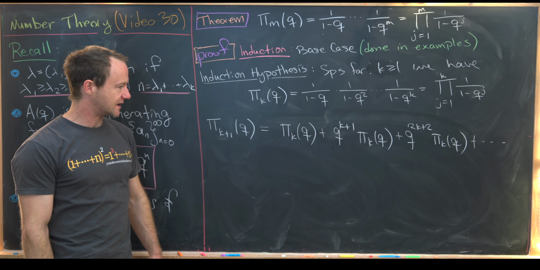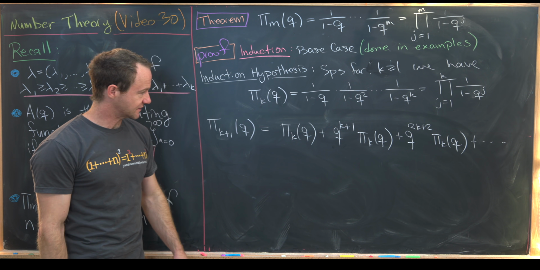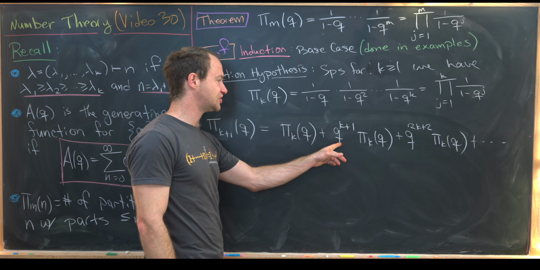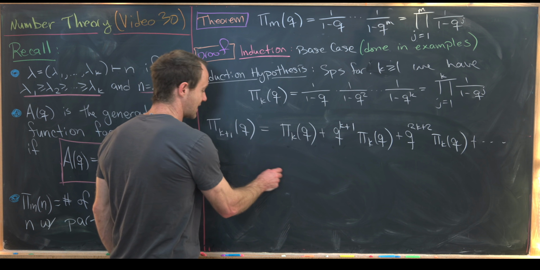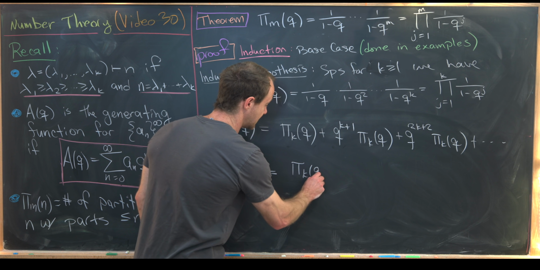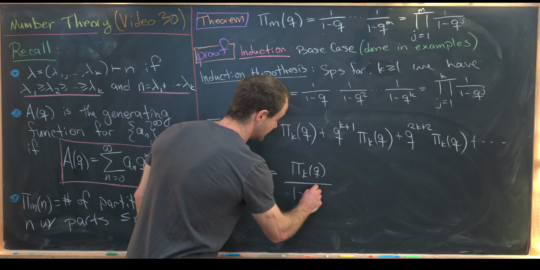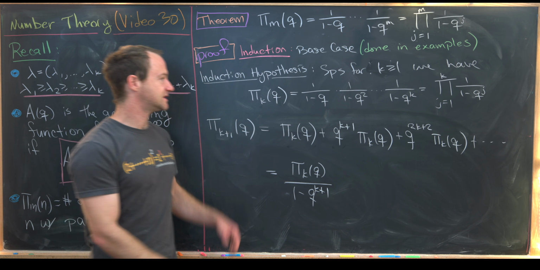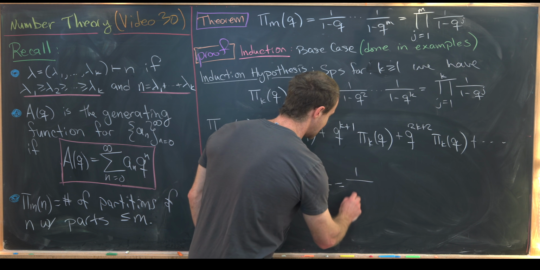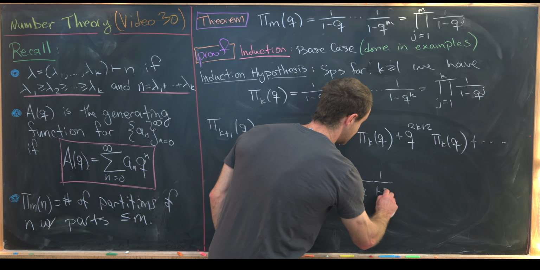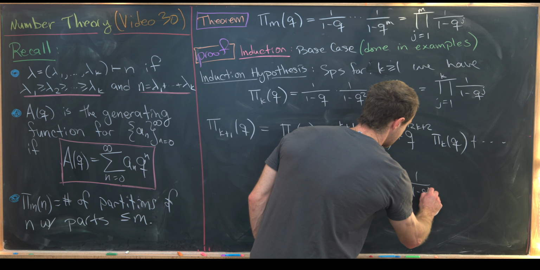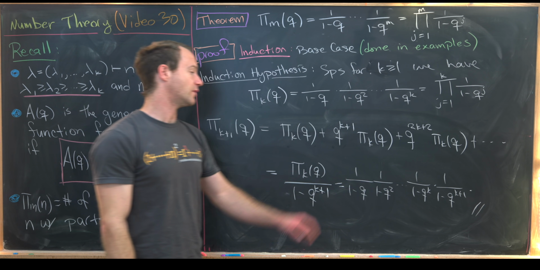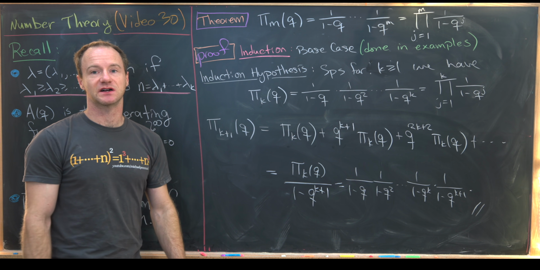So let's look at what we've got here. We've got another geometric series. Notice our starting term is pi_k q, and our common ratio is q to the k plus 1. So that means this sums up to pi_k q over 1 minus q to the k plus 1, just by the geometric series summing formula. But now, using our induction hypothesis, we see that this is exactly 1 minus q times 1 minus q squared, all the way up to 1 minus q to the k times 1 minus q to the k plus 1. Which is exactly what we need it to be to finish off this inductive argument.